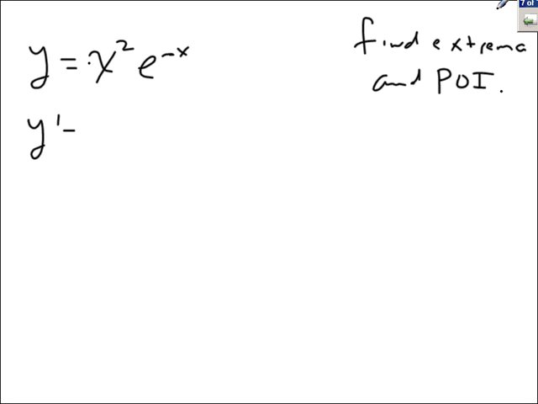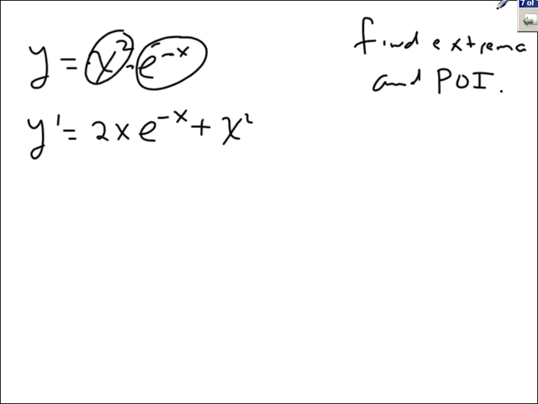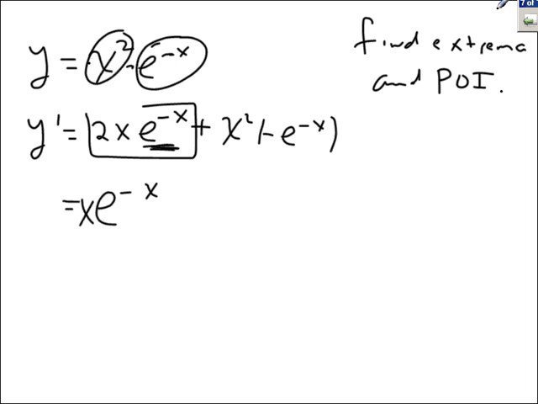I take the first derivative, it's a product. Derivative of the first is 2x times the second factor plus the first factor times the derivative of the second, which will be minus e to the minus x. And then I'll factor out e to the minus x. In fact, I can even factor out an x. So I factored out e to the minus x from the first term, and I factored out an x. What goes in the bracket is a 2.